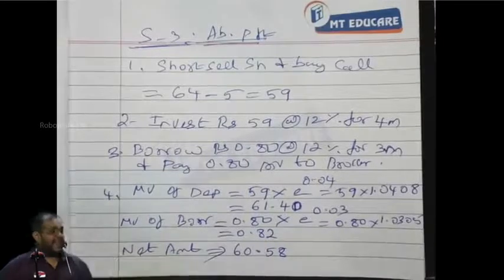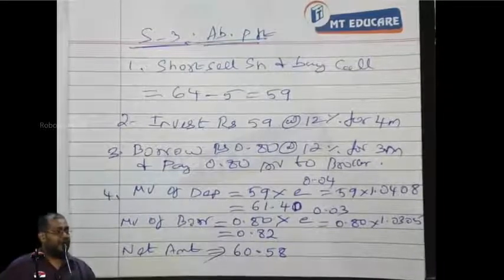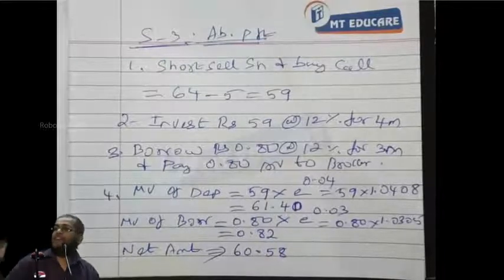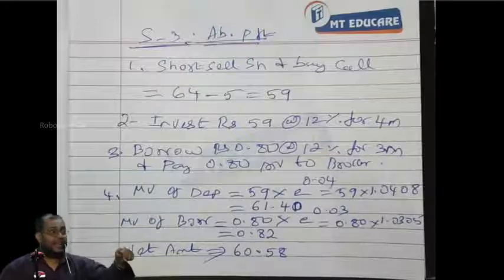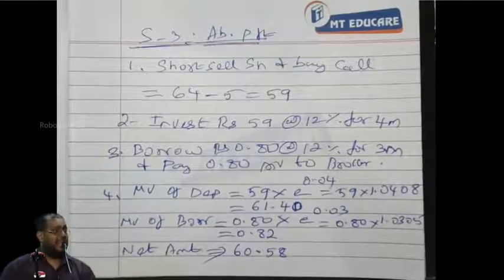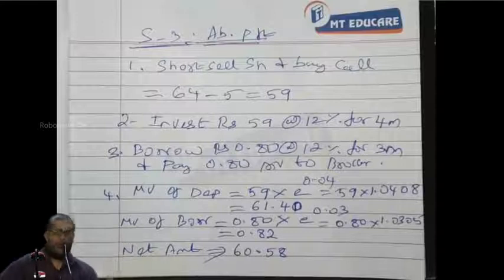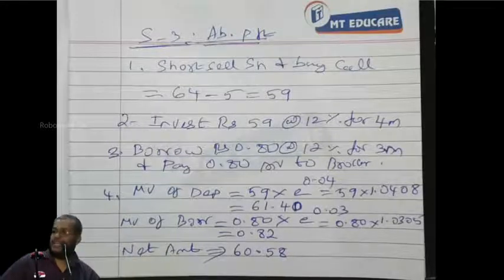60. Two things can happen: FSP more than 60, or FSP less than 60. Are you with me or not? Now, if the FSP is more than 60, suppose 70, what will I do? Exercise the call and buy at 60. If the FSP is less than 60, what will I do? Allow the call to lapse and buy at the lesser FSP.